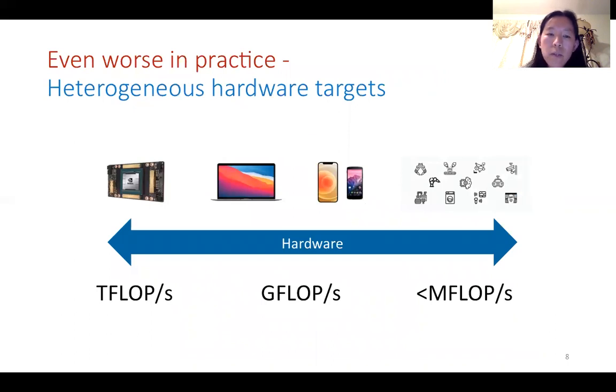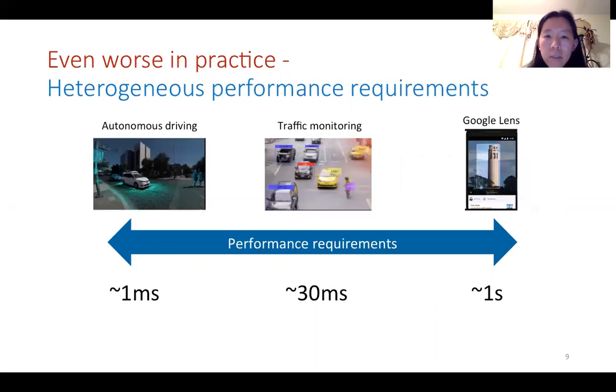Now, if you want to run an app on diverse hardware, you may be looking at very heterogeneous hardware capability that can vary by orders of magnitude. The application performance requirement may be very diverse as well. Here are 3 examples, all based on vision. But given the nature of the application, the latency requirements can also vary by orders of magnitude.